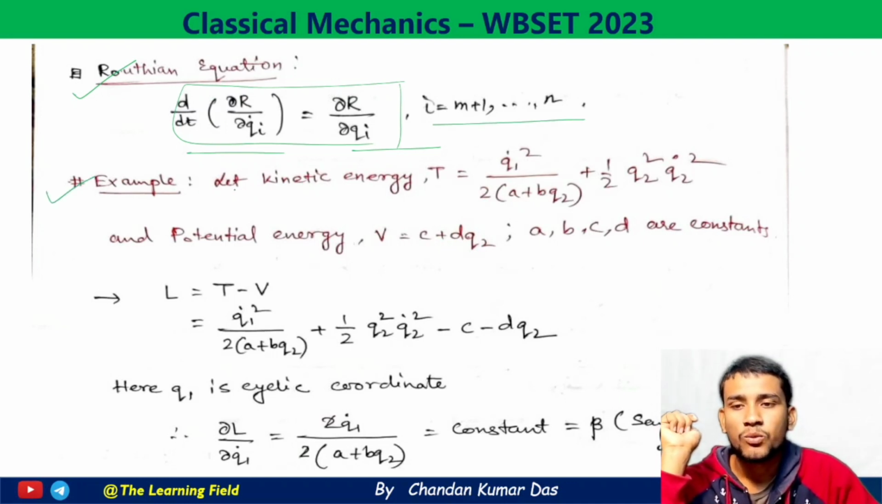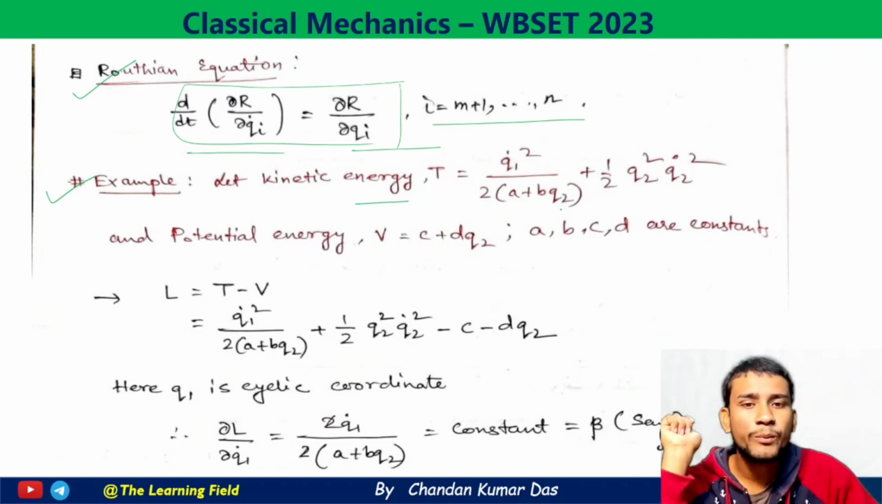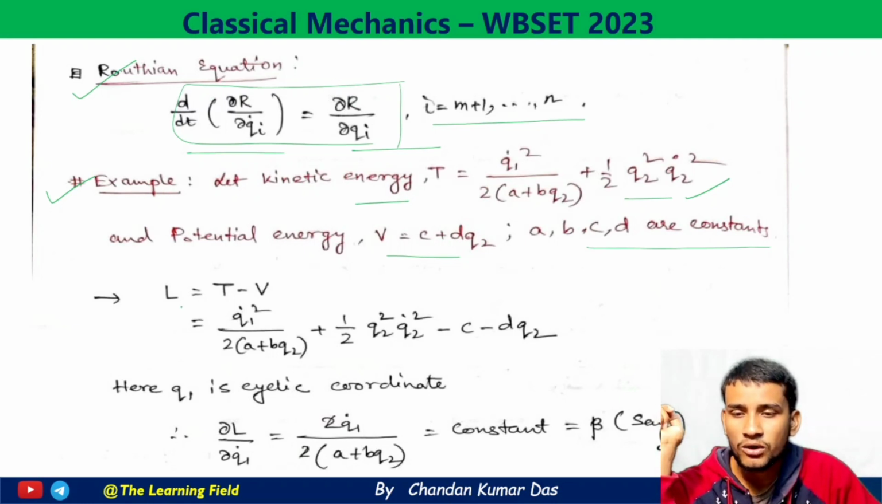Example. Okay, so what is the example? I take here the example of the kinetic energy. Suppose the kinetic energy T equals q1 dot squared by 2 into (a plus b q2), plus half into q2 squared into q2 dot squared, and potential energy V equals c plus d q2, where a, b, c, d are constants. Now if we want to calculate the Routhian, we first form the Lagrangian, and you all know that the Lagrangian means simply T minus V, that is, kinetic energy minus potential energy. So this is the Lagrangian.